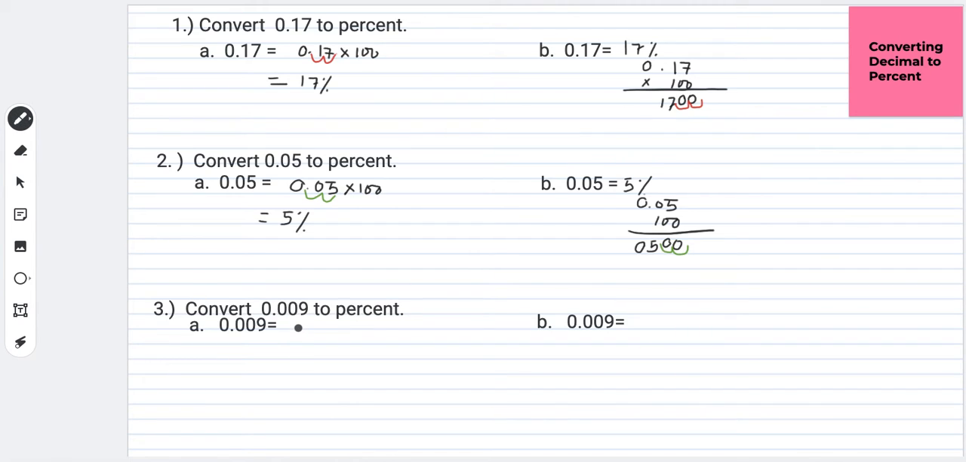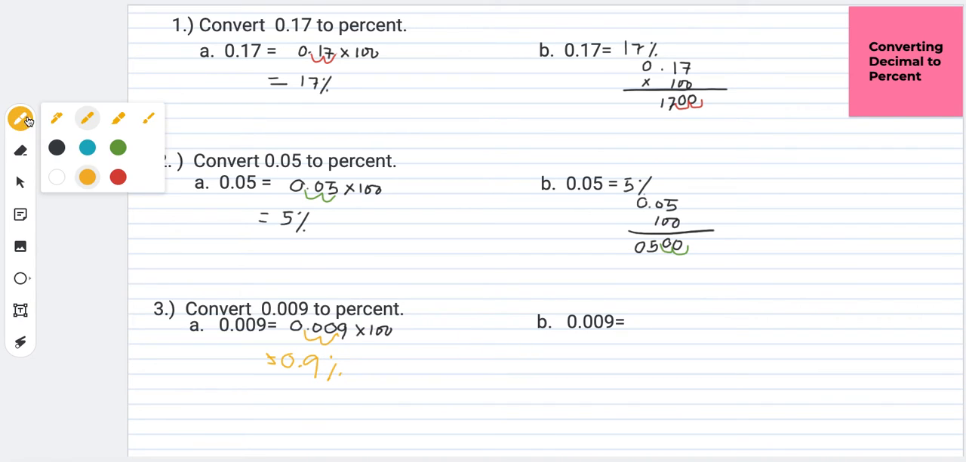Next, in our example number 3, we have to copy first 0.009 and multiply this one by 100. After that, we are going to move our decimal point from the left side going to the right side twice. And our answer now is 0.9, and next the percent sign.